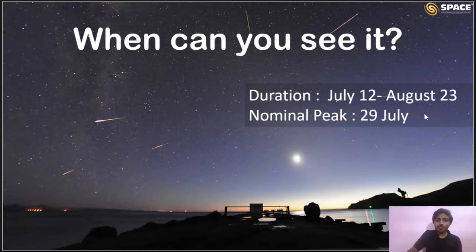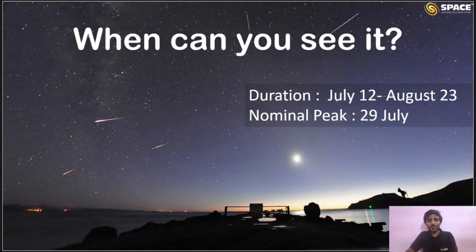That means on 29th of July, that is the nominal peak. On this day, the amount of meteors in the sky will be the maximum. But I don't want you guys to focus on this. They will be available in the sky during this whole duration from July 12th. So some time has already passed, but a lot of it is still left.